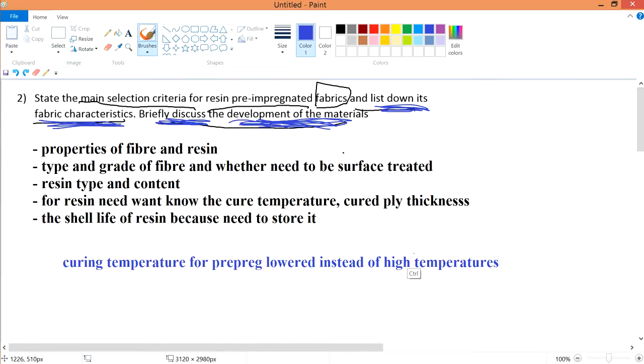So that you can actually lower the manufacturing costs. Because if you need a high temperature, you're going to have expensive machines to bring things to a higher temperature. So if you were to lower it, things will be easier to do. So lowering the curing temperature for prepreg will be a certain development of the materials.